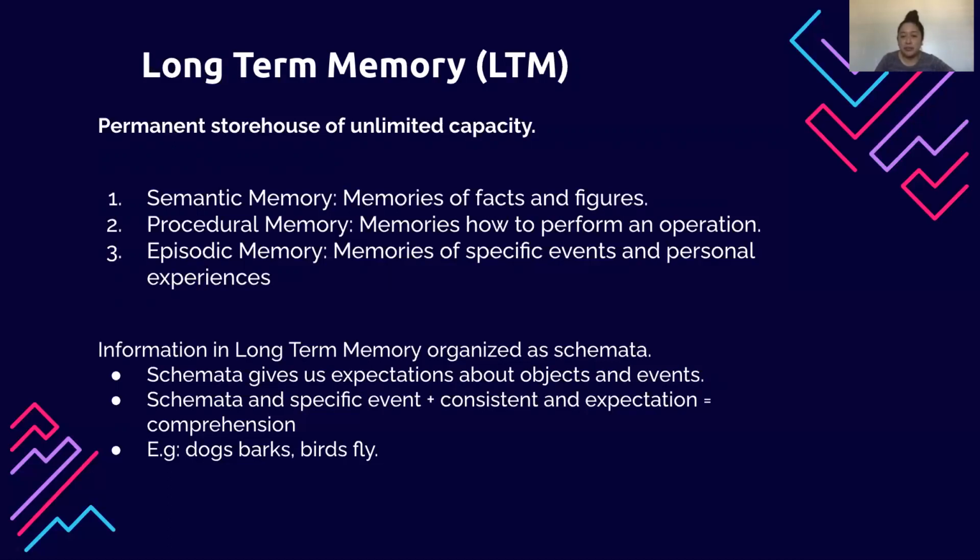And then also, just on the bottom there, information in long-term memory is organized as schemata. With the example I've given there, dogs bark and birds fly, it gives us expectations about objects and events. And when our schemata is well formed and a specific event is consistent with our expectation, then from there our comprehension occurs.